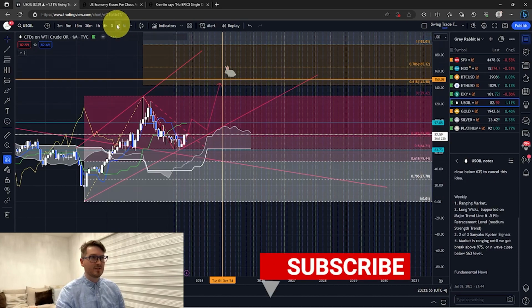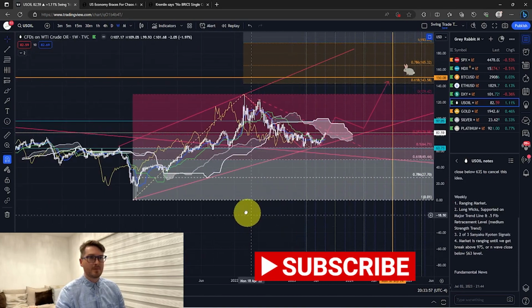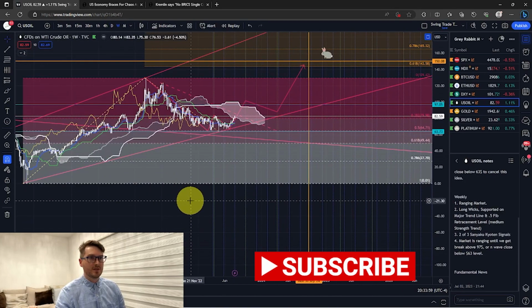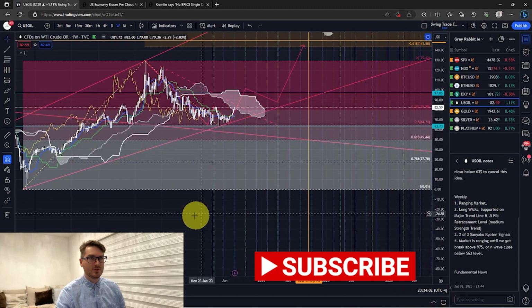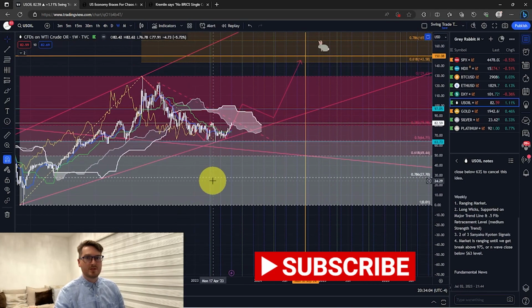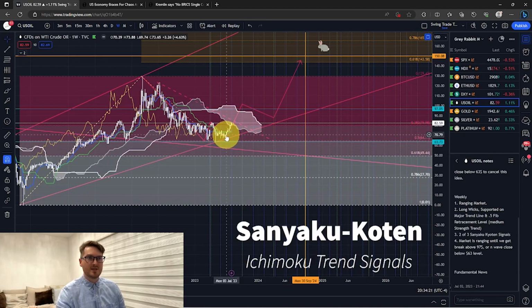Now let's take a look at the weekly for a little more detail. If you look here on the weekly chart, the market is just sort of ranging right now. But we did have some really long wicks here from the candles that were supported at that 0.5 Fibonacci level that we were talking about earlier. And we also have 2 out of the 3 Senryoko Kyoten signals. So we had a golden cross and we had the Chikou span above the candles.